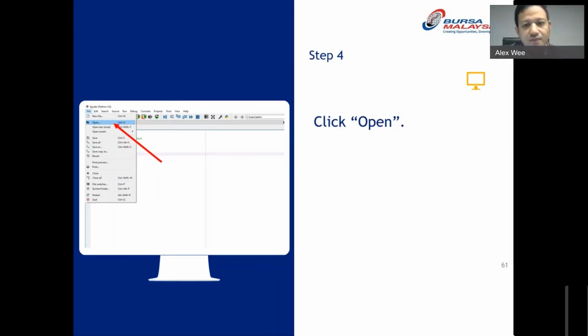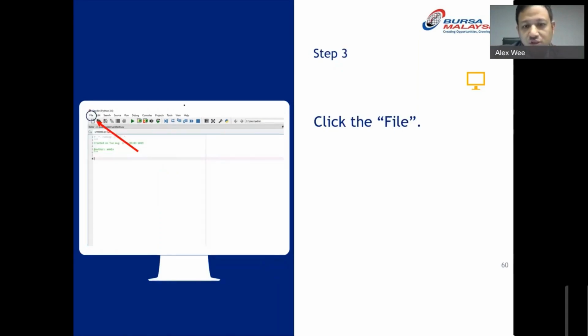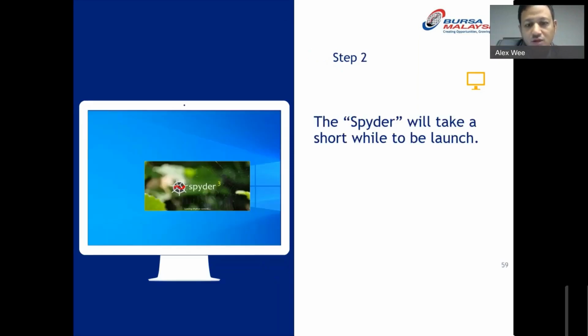Okay, click the file. And then from here, click open. All right, click open the file. Right, this is in Python format. So how do you install this Python format? Very simple. This Spyder comes with Anaconda software. So if you are familiar with machine learning, you will know that Anaconda is a very user-friendly machine learning framework.